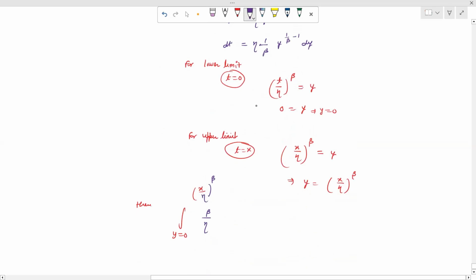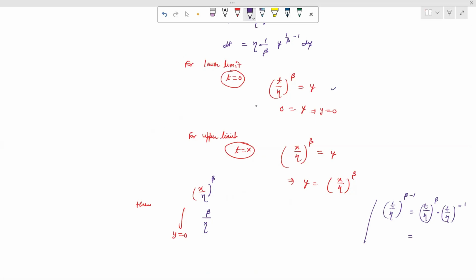So we do the rough work here. (t upon eta) raised to the power beta minus 1 can be written as (t upon eta) raised to the power beta into (t upon eta) raised to the power minus 1. This (t upon eta) raised to the power beta, we have considered equal to y. So we write this down as y.